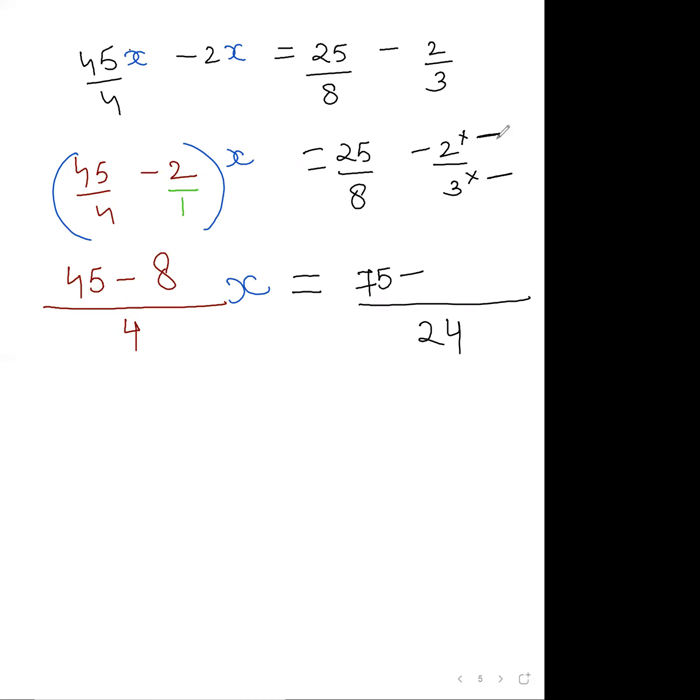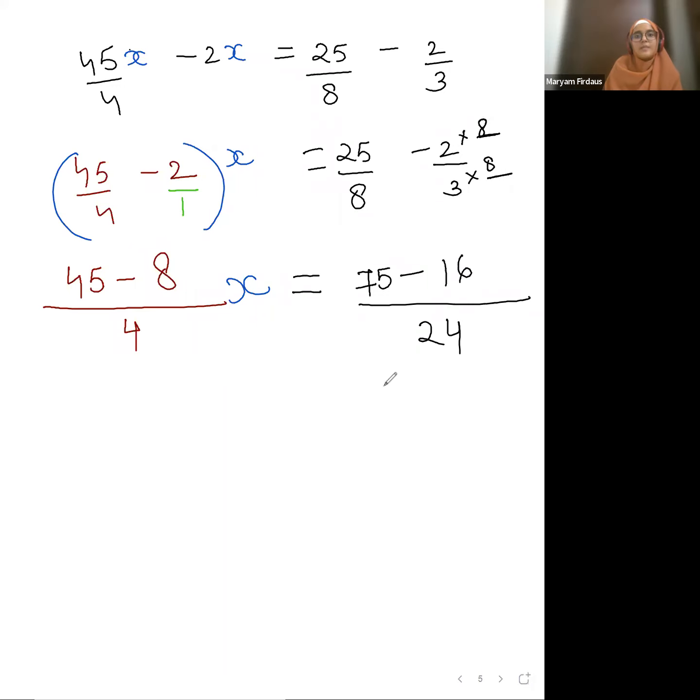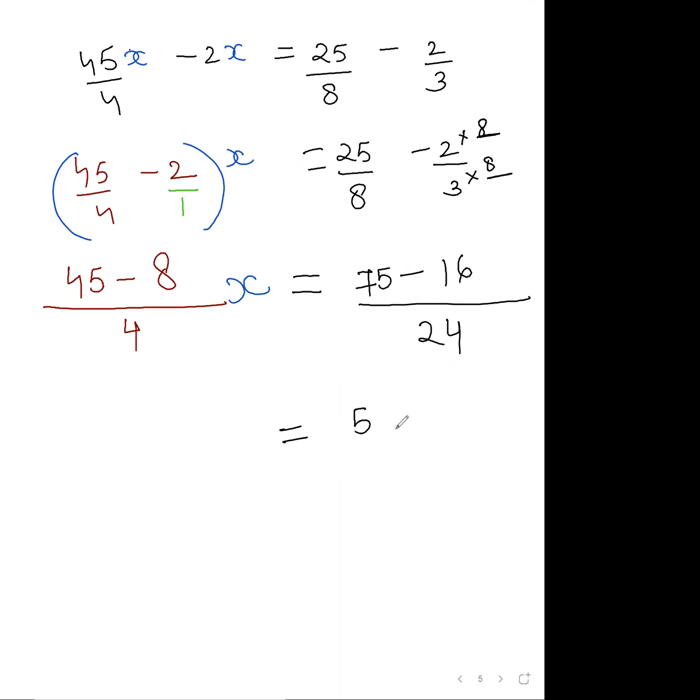Multiplied by 8. So 8. It will be 8, 16. 2 multiplied by 8. 75 minus 16 is how much? Um, 58. No, 59.